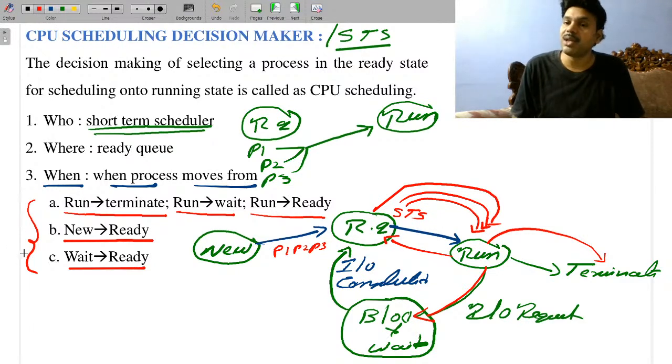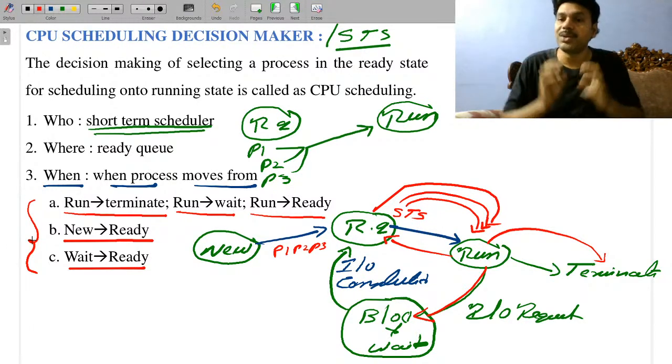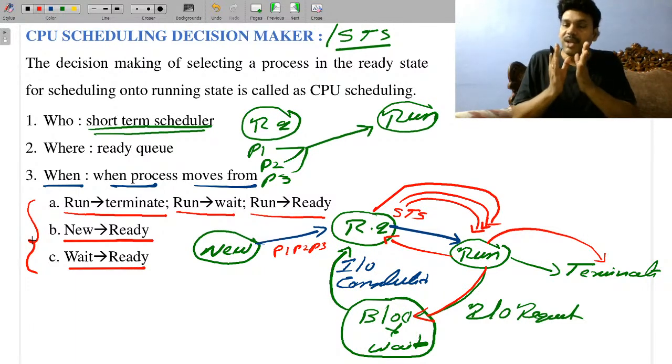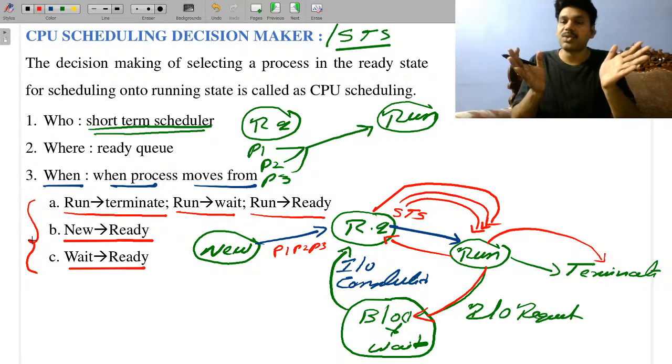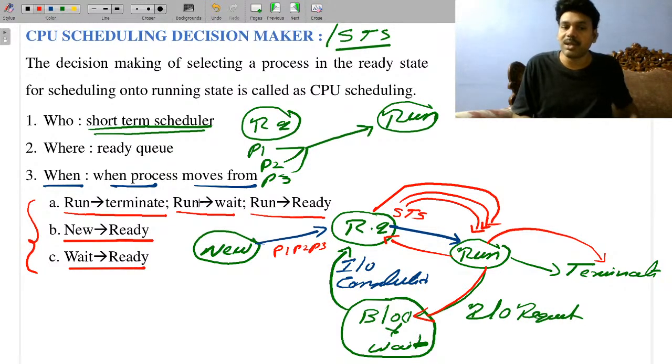But you observe carefully, all are linked with the ready queue only. Whenever processes come to the ready queue, then the decision of which process I need to assign to the CPU starts. That's why all are linked with ready. Run to termination: soon after run to termination happens, the ready queue will push a process to run state. Run to wait: then immediately one more process is going to be linked to your CPU. So these are the cases in which CPU scheduling is happening; in the remaining cases it is not happening.